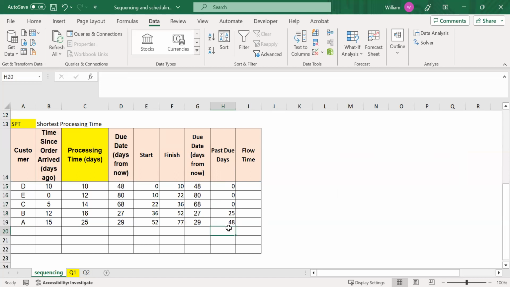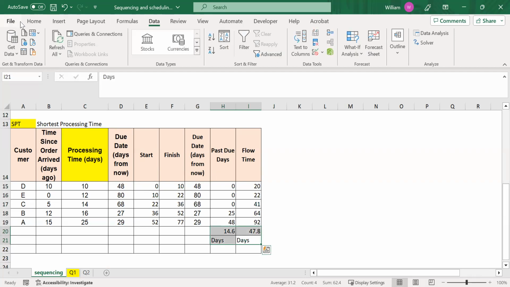Okay. Now let's get the average here. Full average. So my past due days is 14.6 days. And my flow time, this equals time since the order was received plus your finish time. Okay. So just like we did, you repeat the same process over. And here at the bottom, we're going to calculate our average flow time. I get 47.8 days.